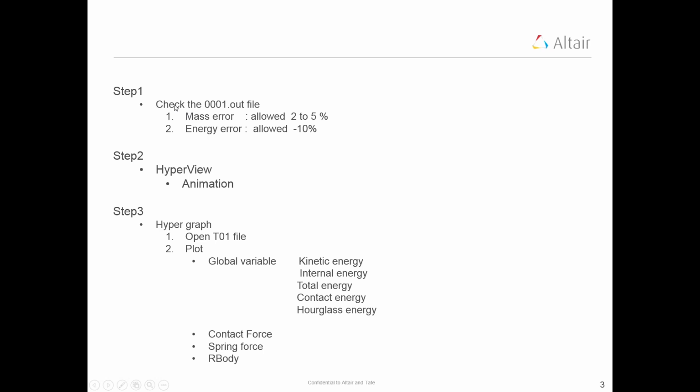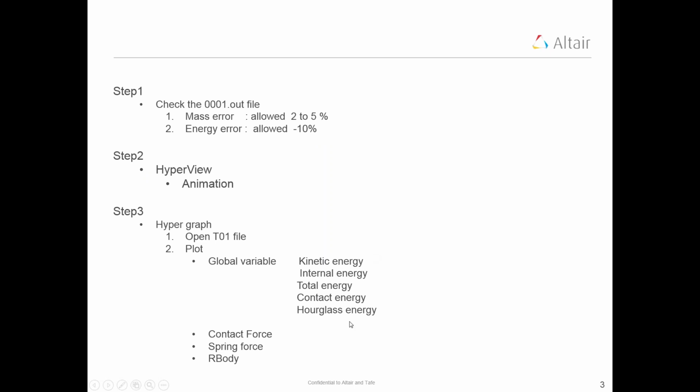First, you have to check the 001.out file. In that, you have to look for mass and energy error. Mass error allowed is 2 to 5% and energy error allowed is minus 10%. And the next step is you have to look for the animation file.